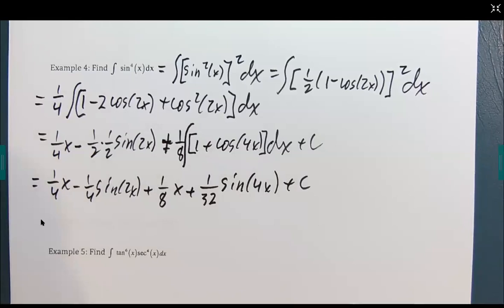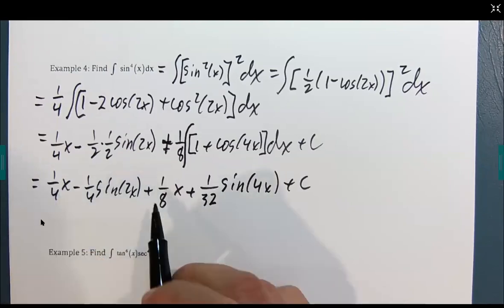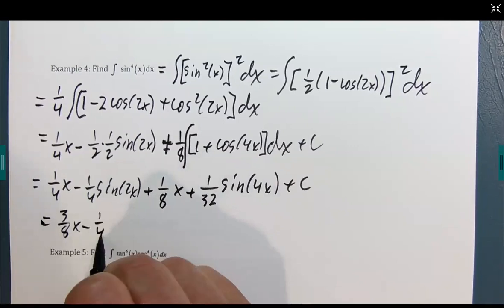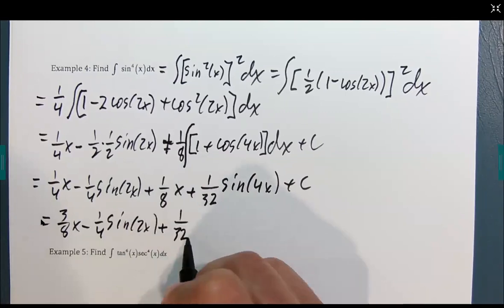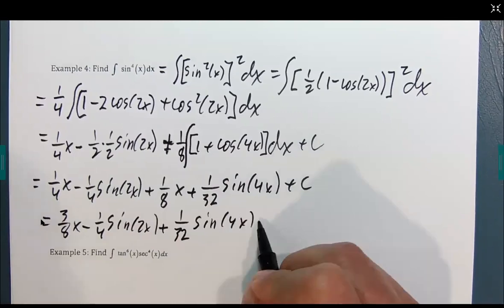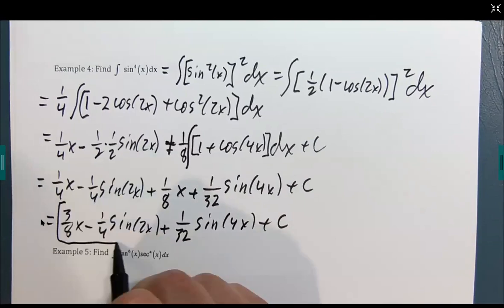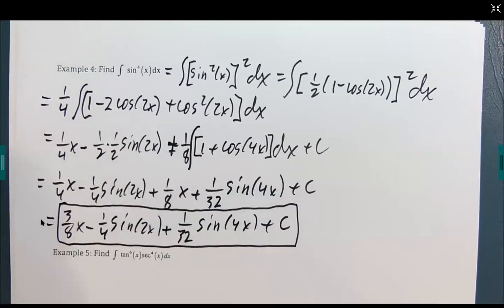All right, so that's going to give us, that's 2/8 plus 1/8 is 3/8, so 3/8 x minus 1/4 sine of 2x plus 1/32 sine 4x plus c. That one is intense. You have to be really careful with that algebra there.